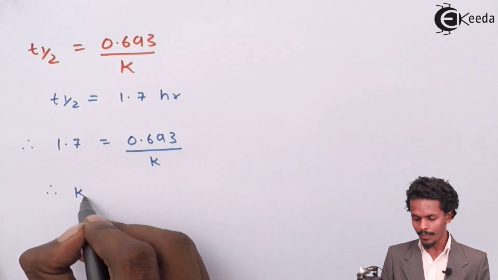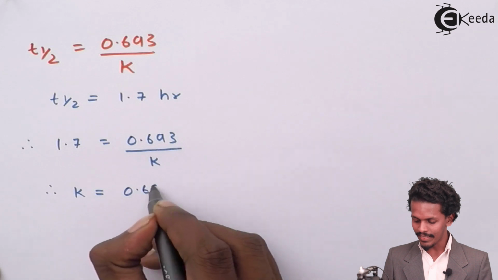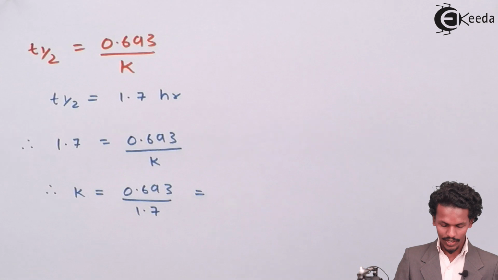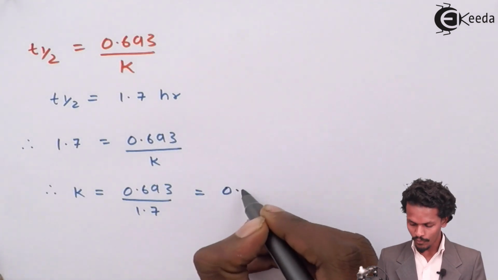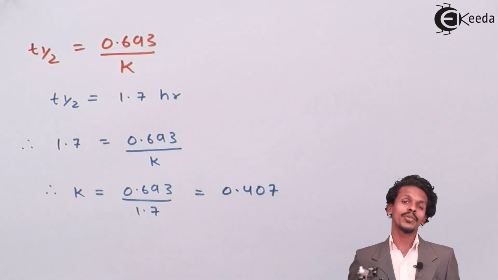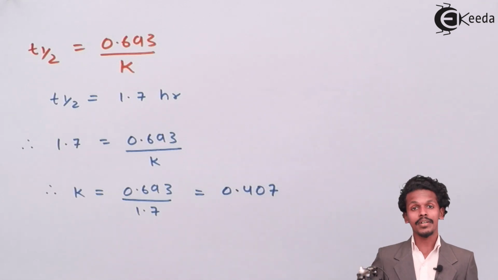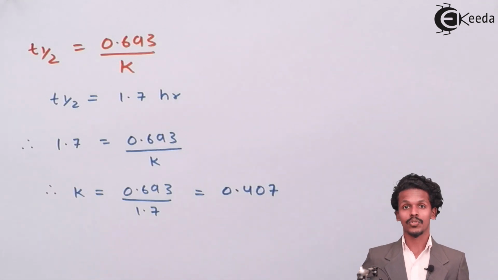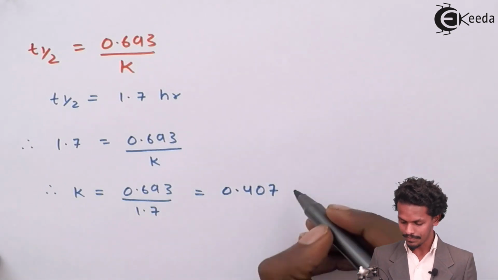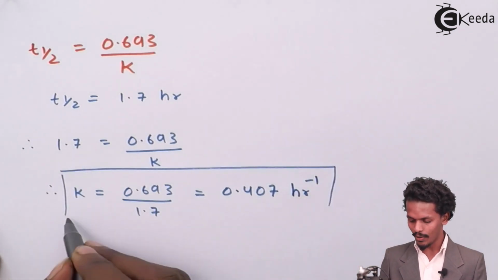Therefore K, or the rate constant, will be 0.693 divided by 1.7. So let us see what the value of this is. It came 0.407. So now, what will be the unit of this? Exactly. The time mentioned in the question is in hours, so the rate constant unit would be hour inverse. So this is the value of K that we have now calculated.